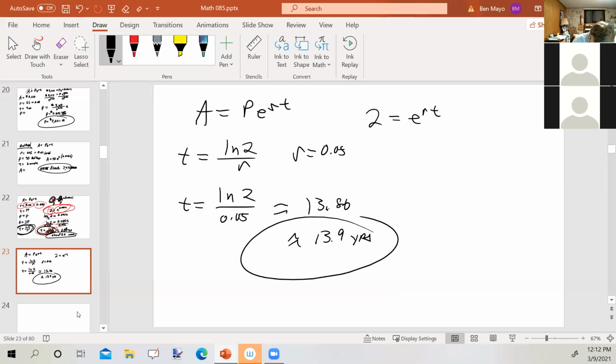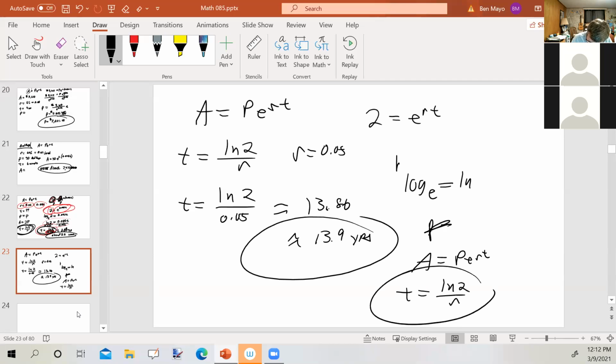So new information. Log base e is natural log. A equals P e to the rt is continuous growth, and t equals natural log of 2 over r is the doubling formula.